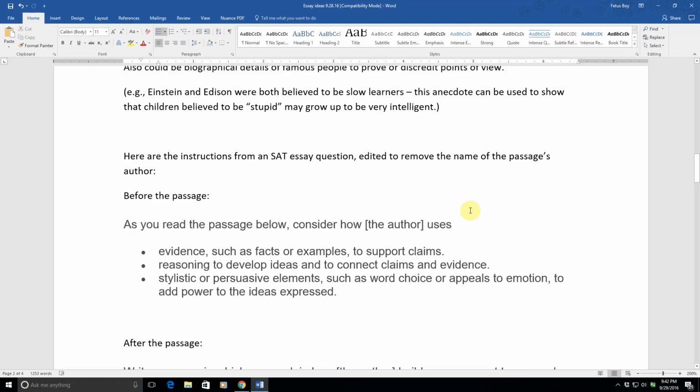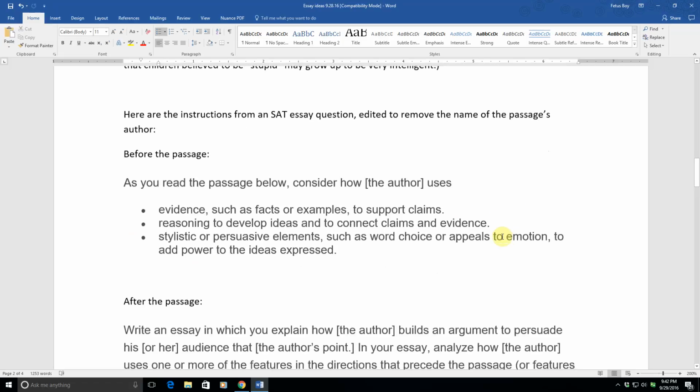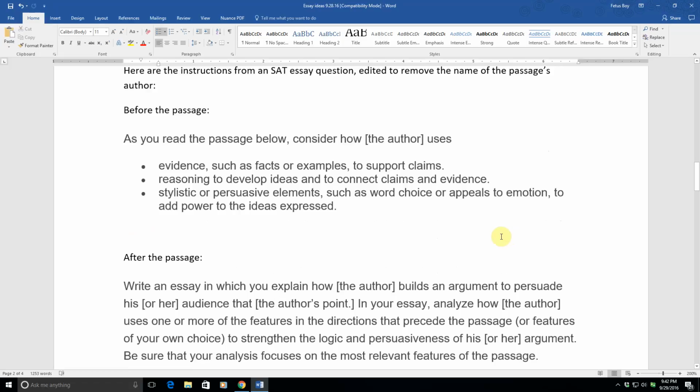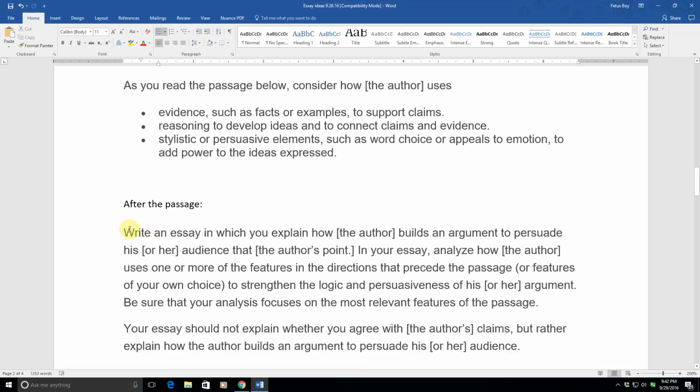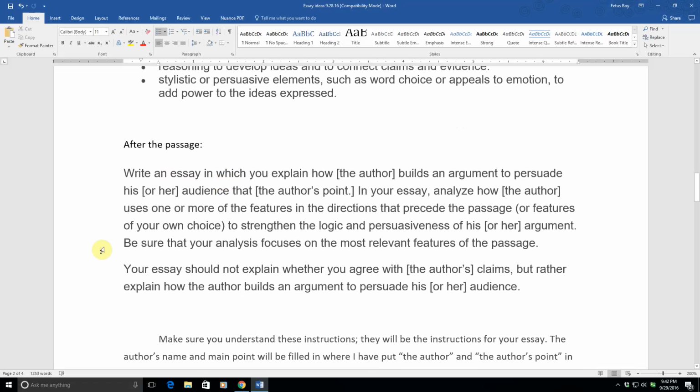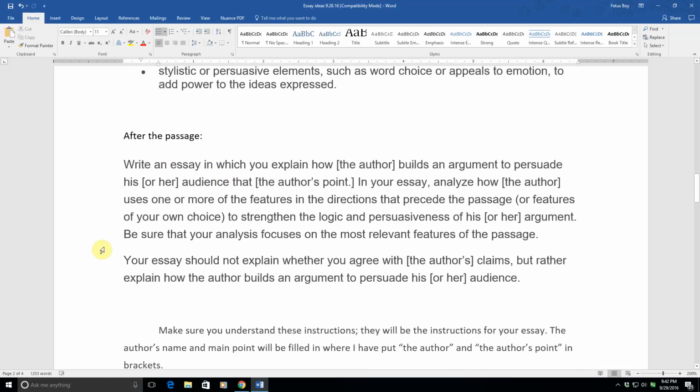As you read the passage below, consider how the author uses evidence such as facts or examples to support claims, reasoning to develop ideas and to connect claims and evidence, stylistic or persuasive elements such as word choice or appeals to emotion to add power to the ideas expressed. After the passage, we're going to say something like, write an essay in which you explain how the author builds an argument to persuade his or her audience that the author's point, so whatever the author's point is.